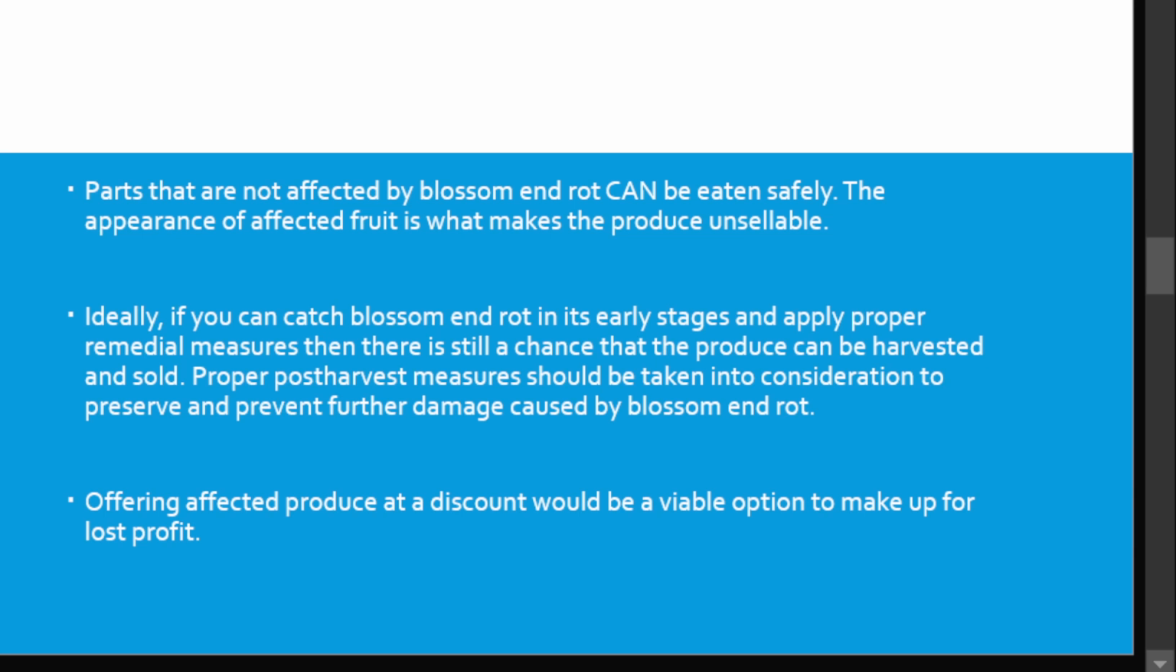Parts that aren't affected by blossom end rot can be eaten safely. The appearance of the affected fruit is what just makes it so unsaleable. Ideally, if you can catch blossom end rot in the early stages and apply proper remedial measures, there's still a chance that the produce can be harvested and sold, and that's where these post-harvest measures can be taken into consideration to preserve and prevent further damage.